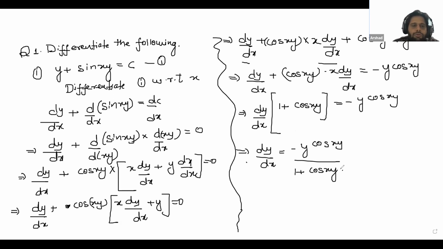So the concept is, in the case of an implicit function, where it is not possible for us to separate y and x, please differentiate the complete equation. If you differentiate the complete equation, then finally you will get dy by dx. Then take dy by dx common, shift all the other terms to the right side, and that is our final answer.